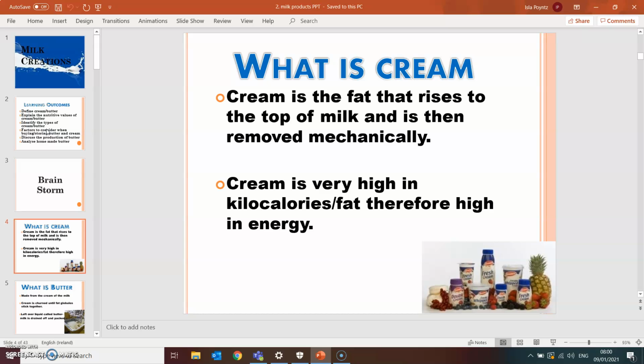Okay, so you need to be aware if you're on a low-fat diet or a low-calorie diet, maybe by your doctor, you need to be aware of what type of cream you would be choosing, okay, because they all have different fat contents.